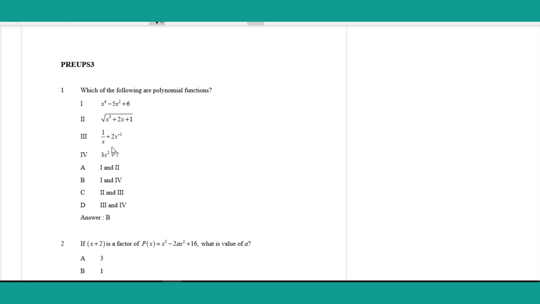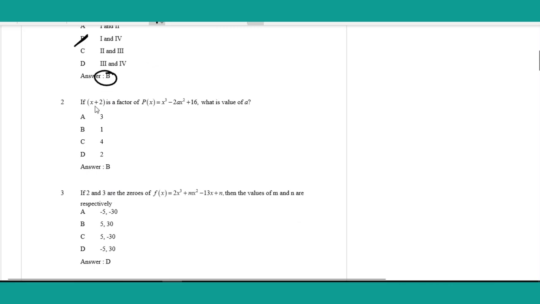Number 1, which of the following are polynomial functions? For a polynomial, the power is supposed to be an integer. This one, okay. This one, no, because of the square root. This one also no, because of 1 over x, or this one is a negative power. The fourth one is power squared. So 1 and 4 only. So it is D.